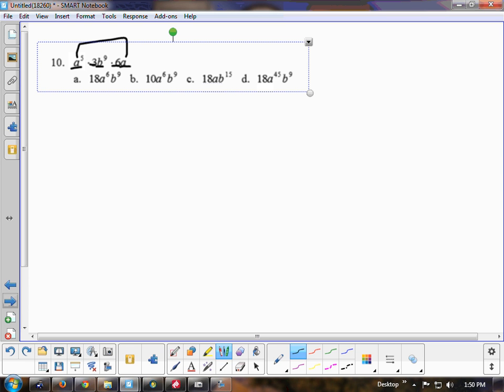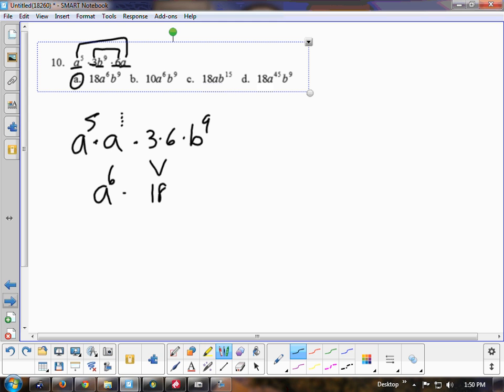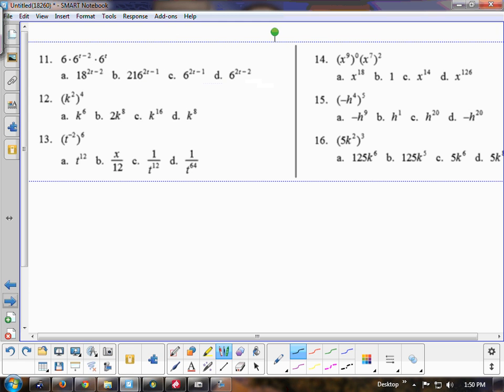However, I've got to go 6 times 3, which is 18, and b to the 9th stays, so that's going to be A. So again, a to the 5th times a, but that's really to the first power, we don't write it, times 3 times 6 times b to the 9th, and that's going to result in a to the 6th, 18, b to the 9th, and they just rewrote it a little bit differently there.